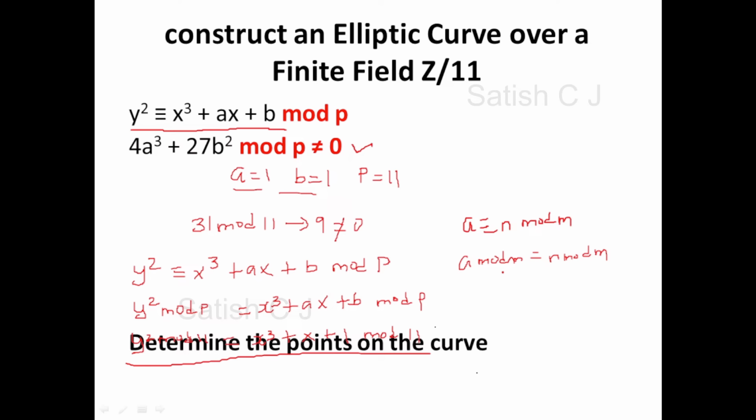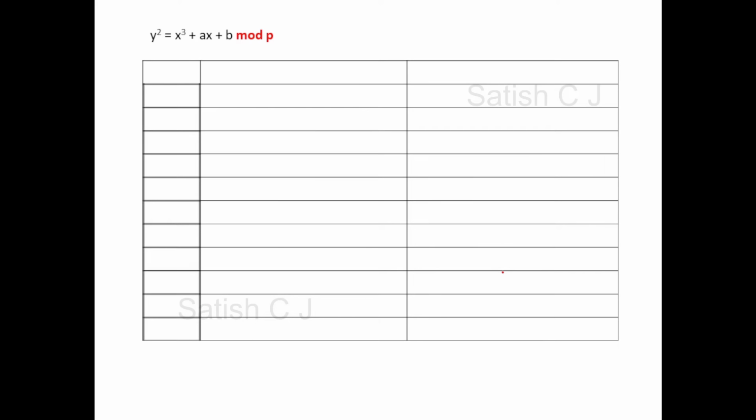Now let us determine all the points on the curve. So we know this is the equation, that is y square is equivalent to x cube plus ax plus b mod p. And you can very well write this equation as y square mod p is equivalent to x cube. What is the value of a and b we have taken? A to be 1 and b to be 1. That is nothing but x cube plus x plus 1 mod p. So here p is nothing but 11 because we are using the elements in set of all integers mod 11.